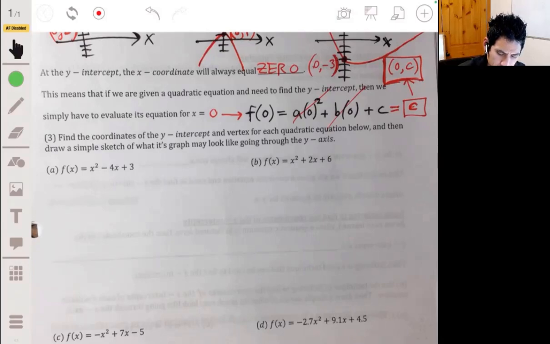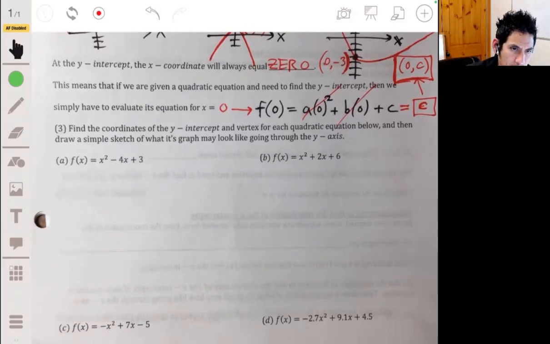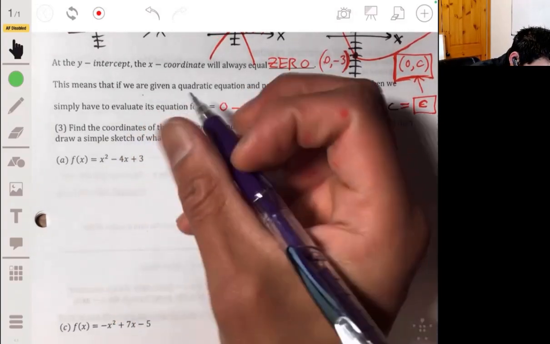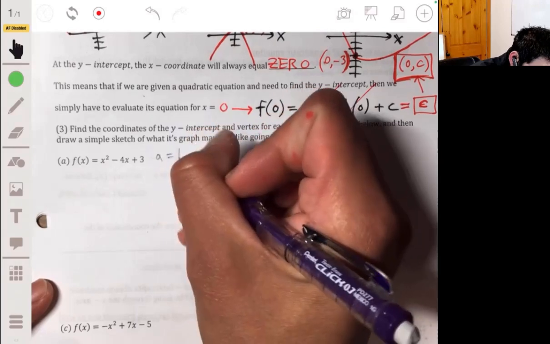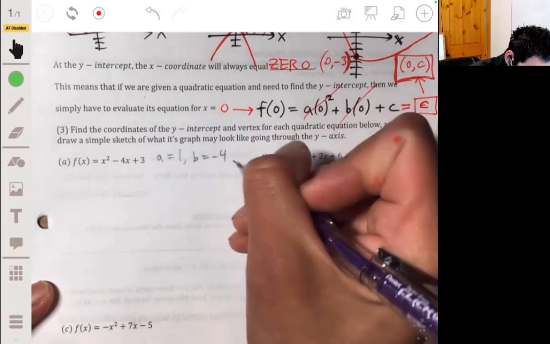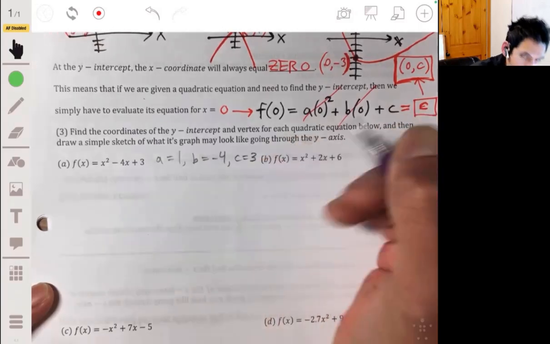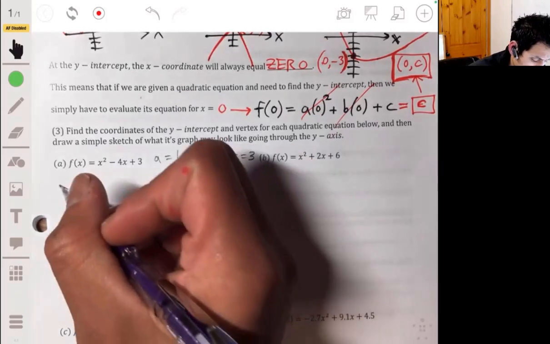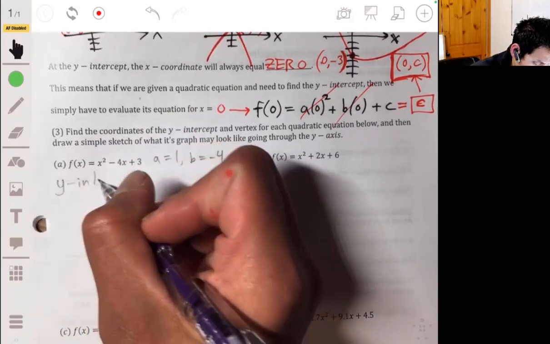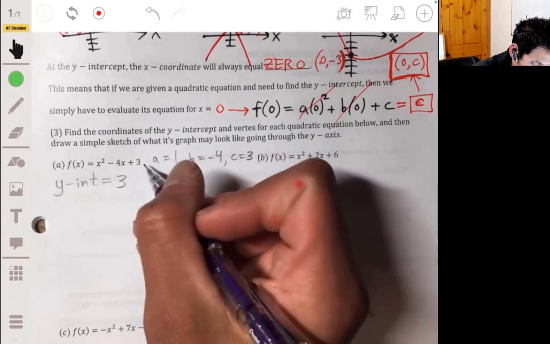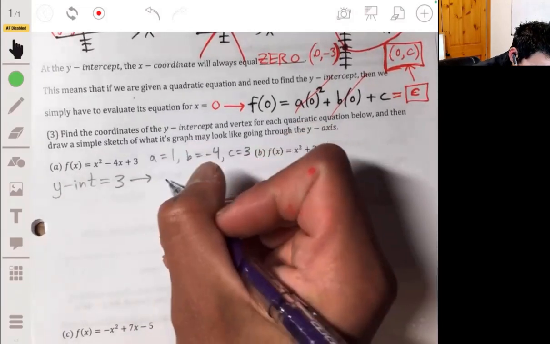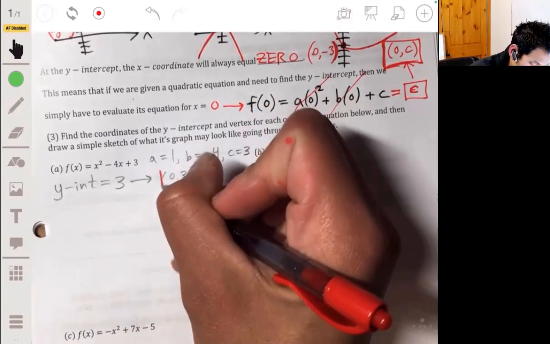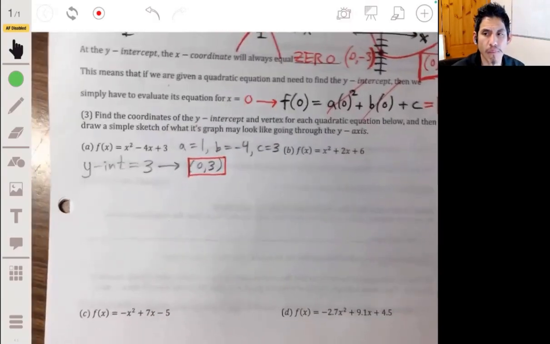So starting with this first one here, we have f of x equals x squared minus 4x plus 3. So identifying what a is: 1, b is -4, and c is 3. Now, the y-intercept will then be equal to 3, because that's the value of c. And so you're going to have a point at (0, 3). So one of the points on the parabola will be at (0, 3).